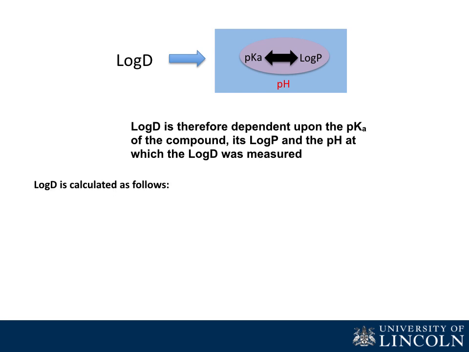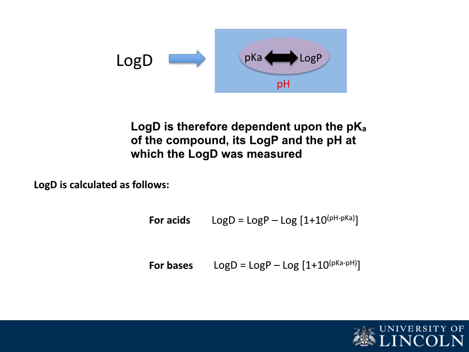The equations to calculate log D are shown here. They're slightly different for acids and bases. I won't read this out in full, but if you look at the exponent of the 10, for acids the exponent is pH minus pKa, and for bases the exponent is pKa minus pH. Very similar equations, but slightly different. So, if we know the pKa and we know the log P, in whatever pH of the environment, we can then calculate the log D.